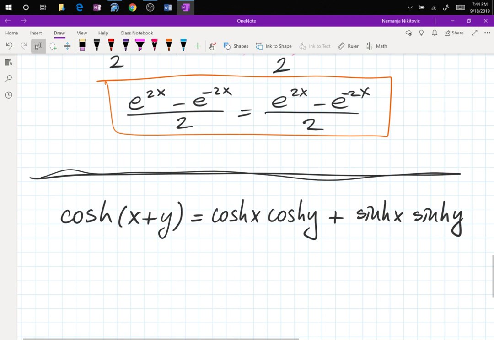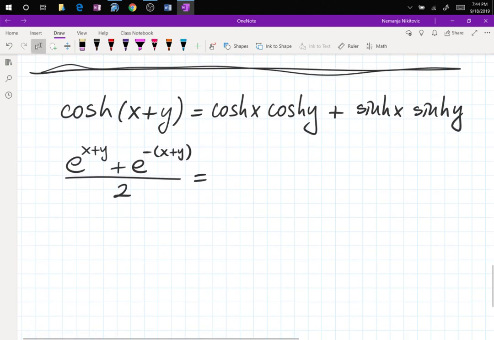Now here it goes with the hearts and flowers. In this case, the flower, the heart for the cosine, right, is x plus y. So I have e to the x plus y plus e to the negative x plus y in parentheses divided by 2. That is my left-hand side. And as you can see, the exponent of e now takes x plus y. On the right-hand side, I just have x's and y's.